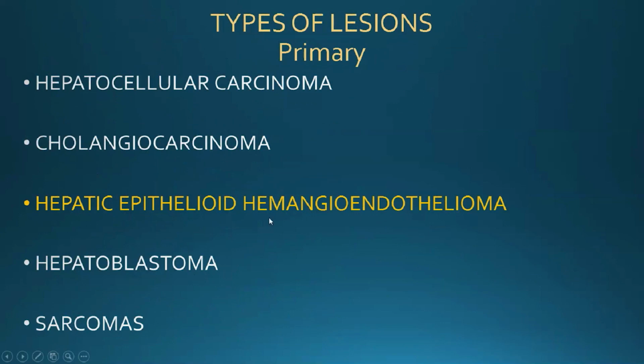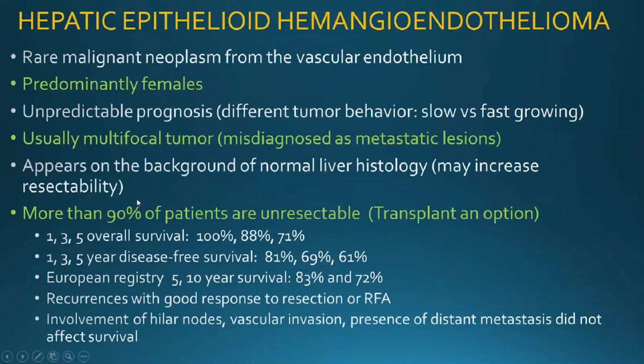Hepatic epithelioid hemangioendothelioma is another category of tumors, primary tumors of the liver. This by itself could be categorized as part of sarcomas, but the behavior of this tumor is different than most sarcomas. They are very slow-growing tumors, and we do transplant patients when they are not resectable.